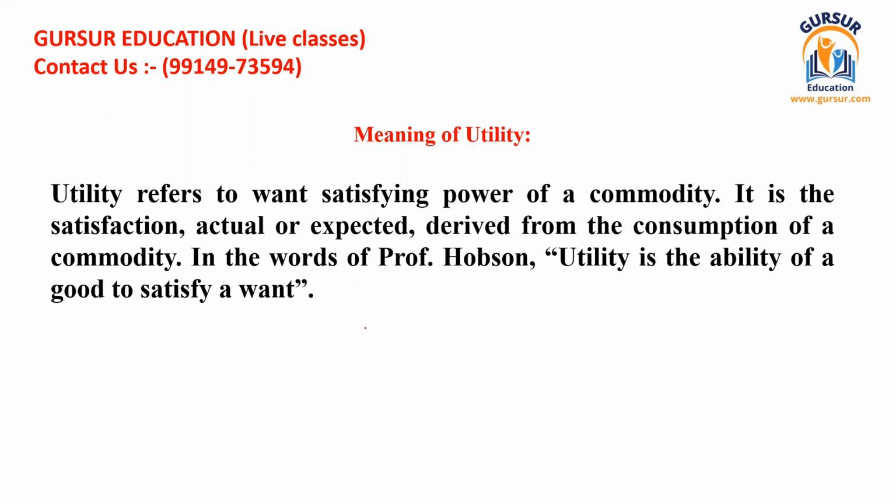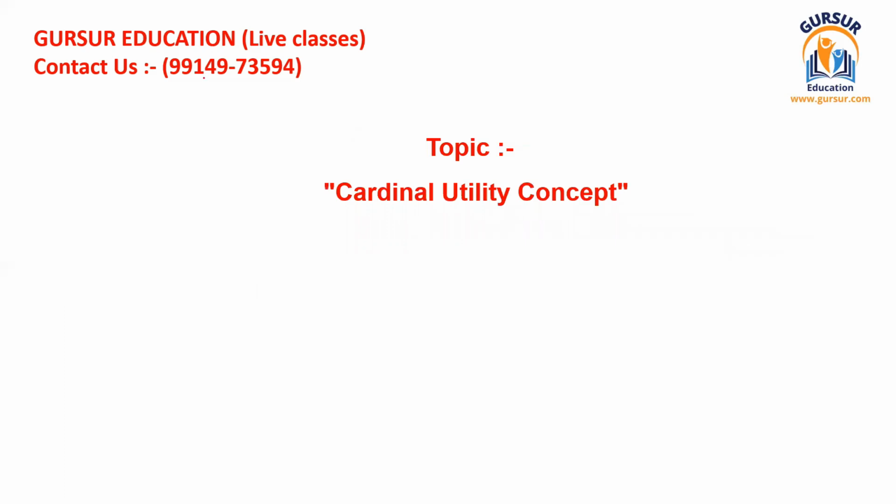When you get it, you just consume in a way that your satisfaction is at the extreme level, at the level from which you do not want to consume further. So this is known as level of satiety or satisfaction level, and the utility is simply the want satisfying power of a commodity.